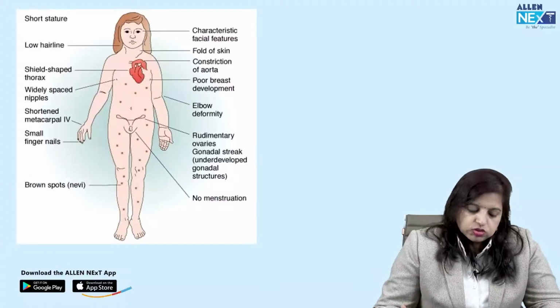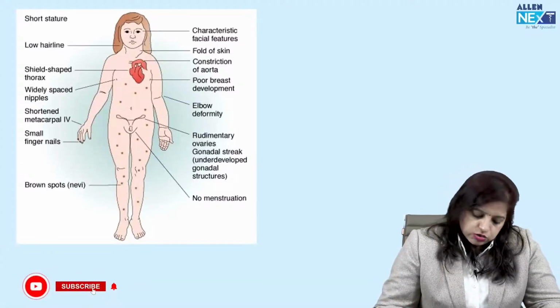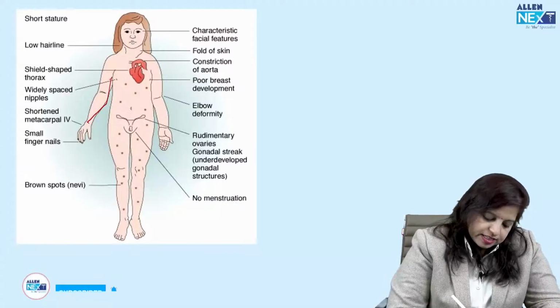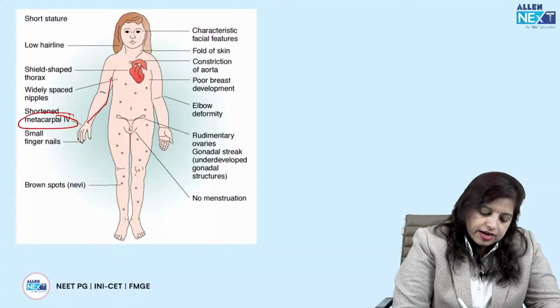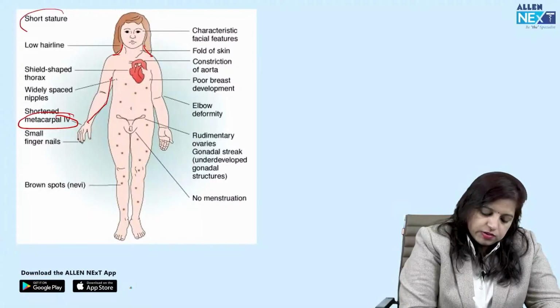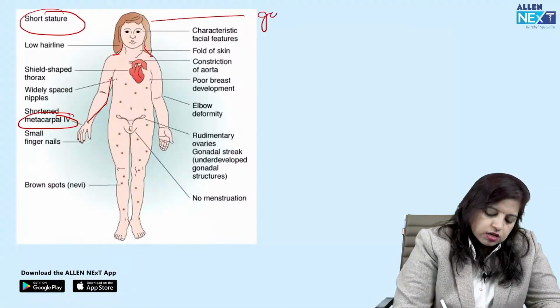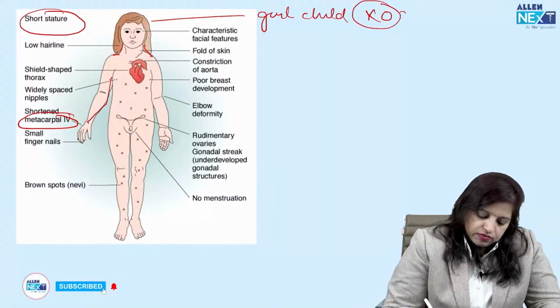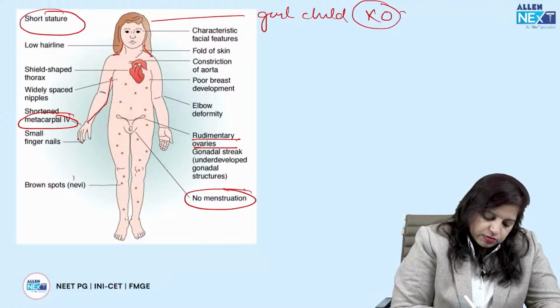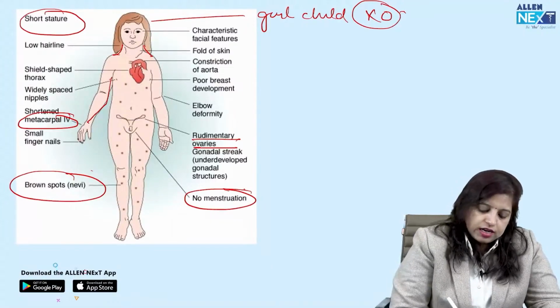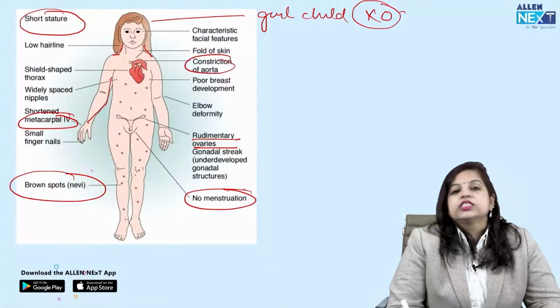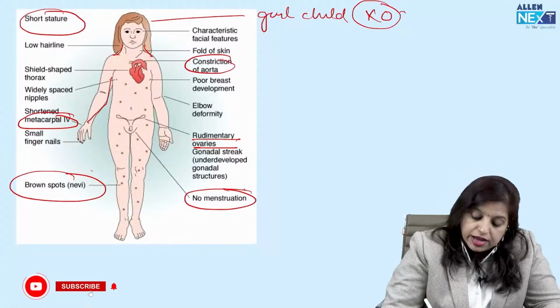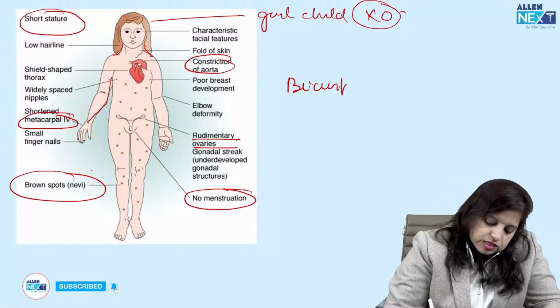So Turner syndrome, just a quick recap. We know that there is a wide carrying angle, there's a short fourth metacarpal, the hairline is low, the webbing of the neck will be there, the child will be of short stature and it is going to be a girl child because we know the chromosome complement is XO. Then we have the rudimentary ovaries or the streak ovaries. There's no menstruation and we have the brown spots or nevi all over. And then the commonest congenital heart defect in this case is bicuspid aortic valve. Always remember this.